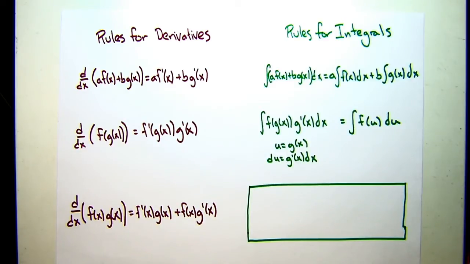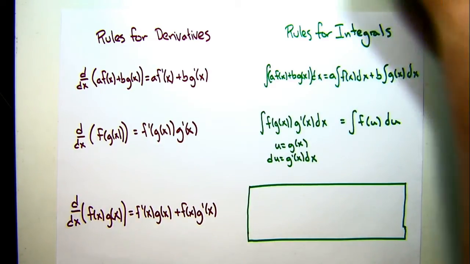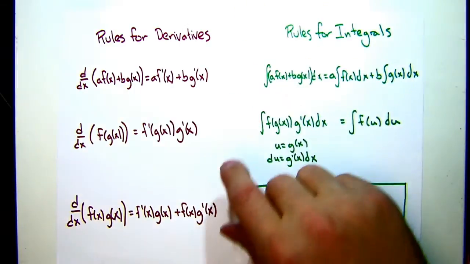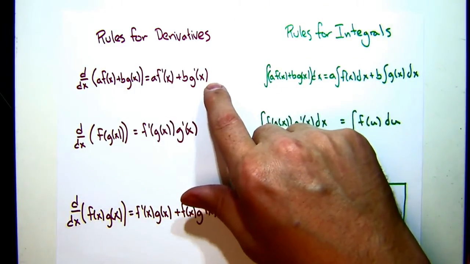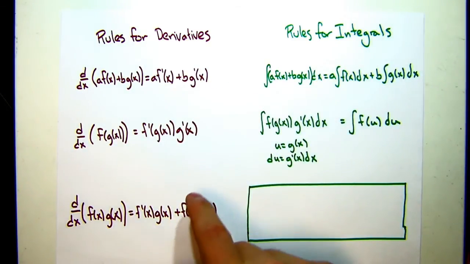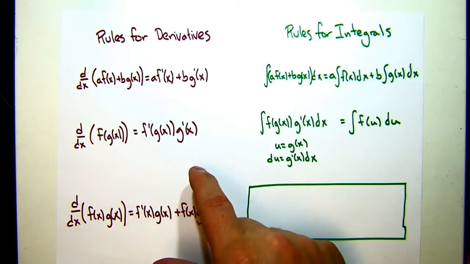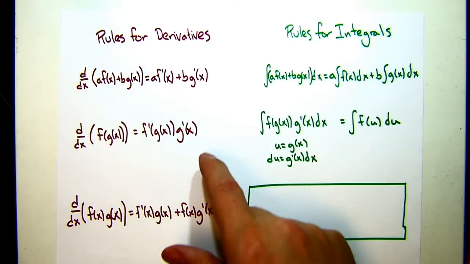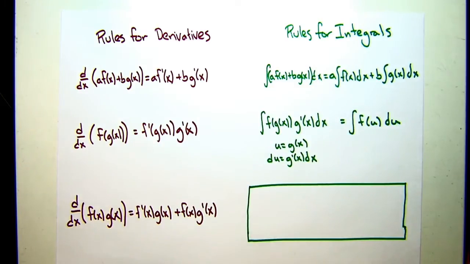So we learned about applications in the last part, and now we're going to move on to techniques, the various techniques. And let's start with a little bit of review. When we took derivatives, we learned three important rules. First rule, the derivative of a sum is the sum of the derivatives, and also we can take out constants. The second one, the derivative of f of g of x is f prime of g of x times g prime of x. This is called the chain rule. And the third one was the derivative of f of x times g of x is f prime of x times g of x plus f of x times g prime of x.